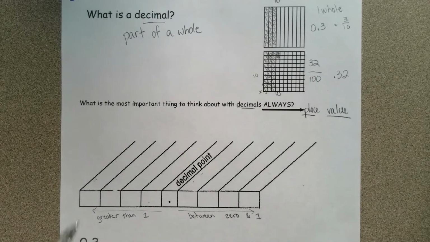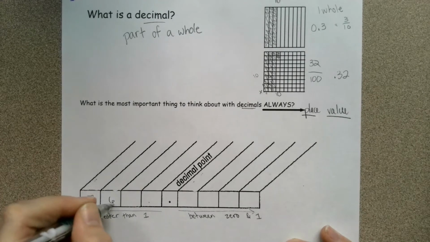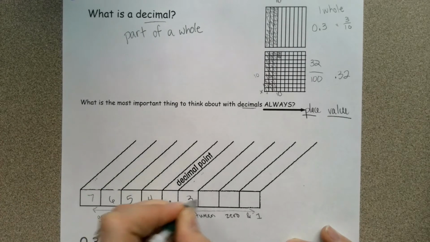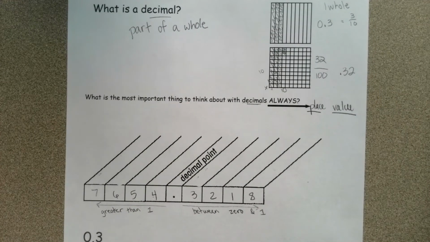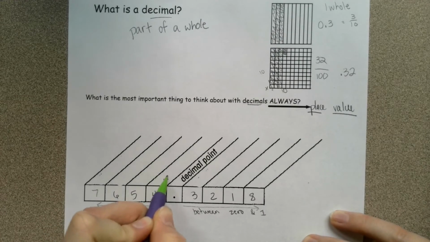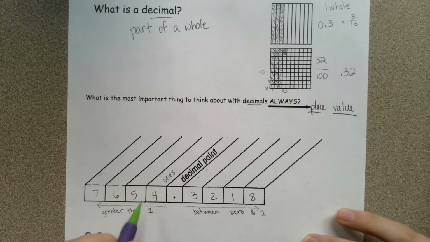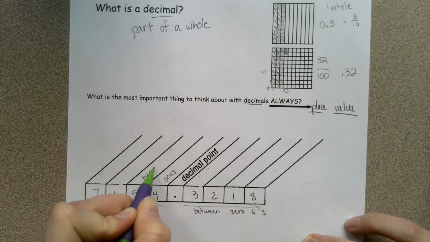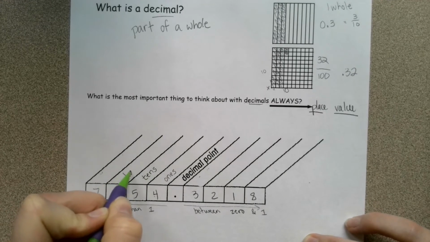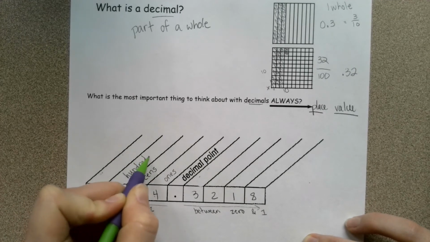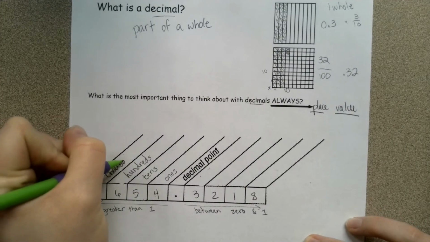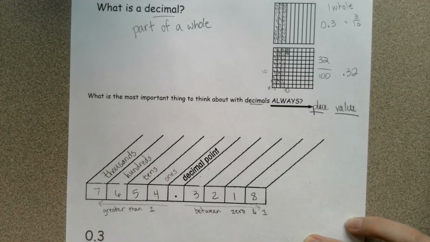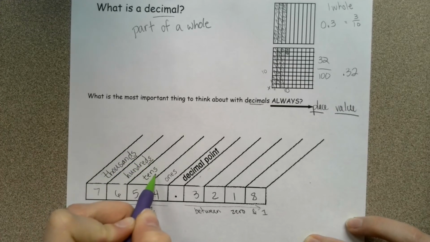If we were to make up a number, let's say we have 7, 6, 5, 4, 3, 2, 1, 8. The 4 would be in the ones place. So we would have 4 ones. The 5 is in the tens place. The 6 is in the hundreds place. And the 7 is in the thousands place. You'll notice that all of these numbers just end in an S.